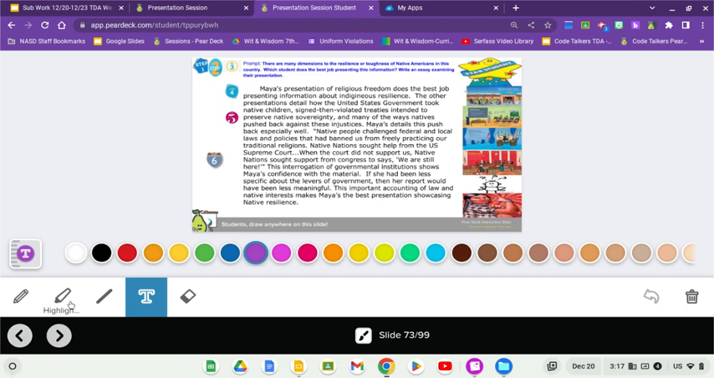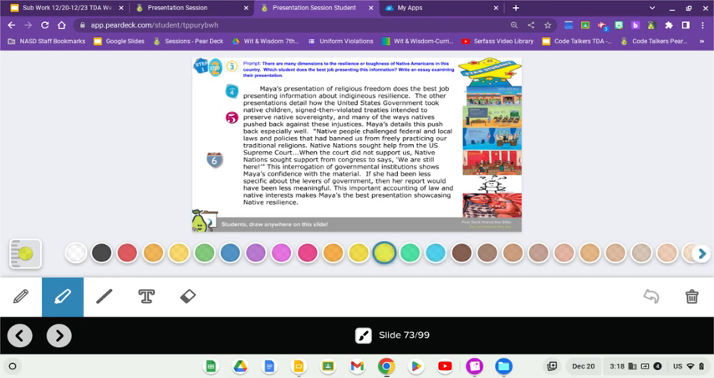So everybody, please switch to highlighter. And let's go ahead and break this down. So switch to mustard yellow, please. There are many dimensions to the resilience or toughness of Native Americans. I'm going to highlight that phrase, resilience and toughness of Native Americans in this country. Which student, I'm going to click student, does the best job presenting this information? Write an essay examining their presentation.